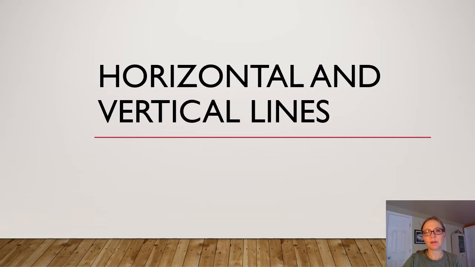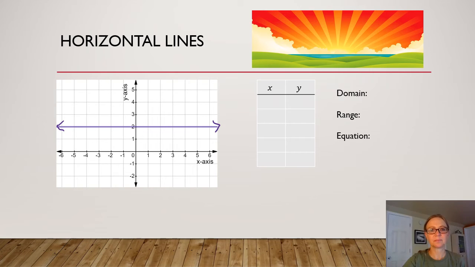Hi guys, this video is on horizontal and vertical lines. A horizontal line is a line which is flat. It runs from left to right, cuts right through the y-axis, and a good way to remember horizontal is flat is by thinking about the horizon. The horizon line over a body of water is always flat.